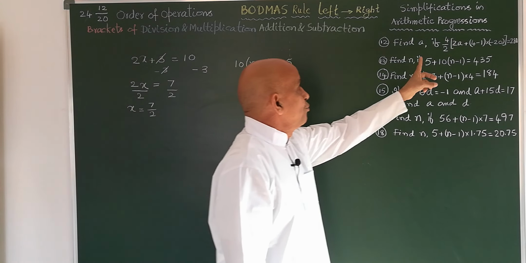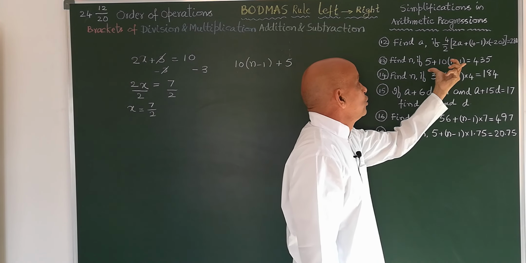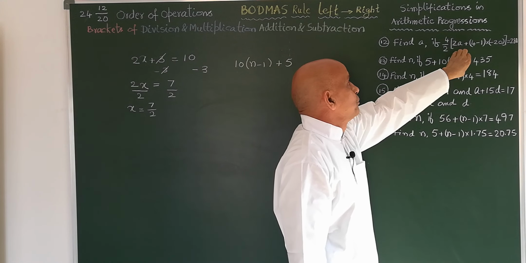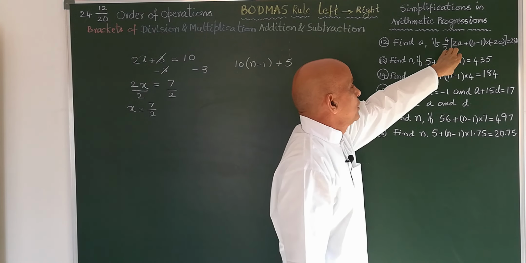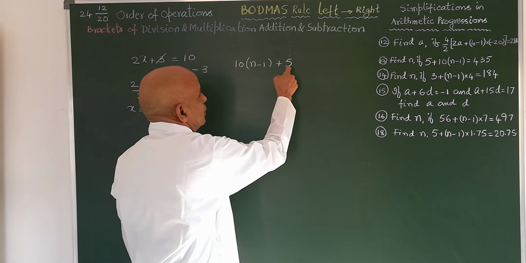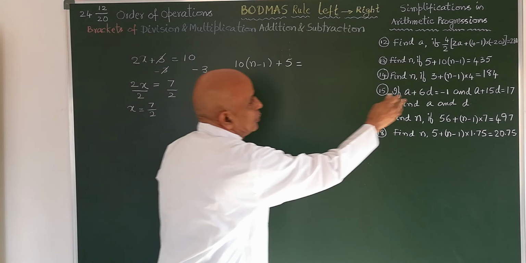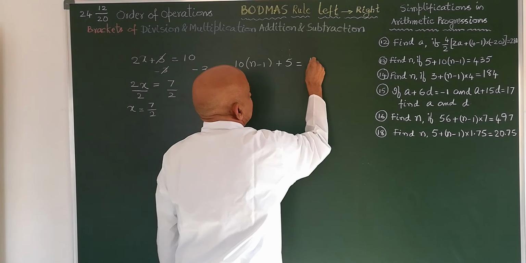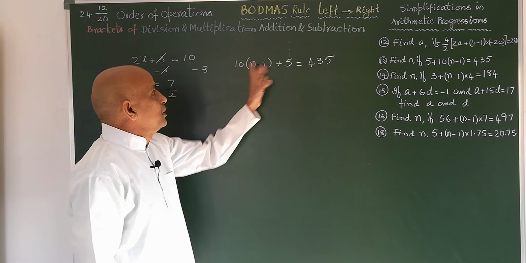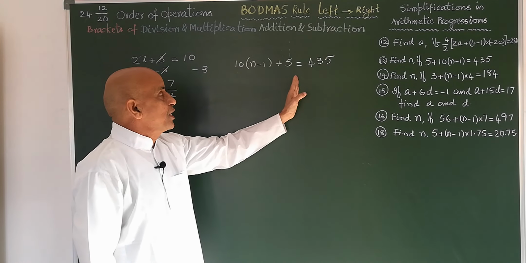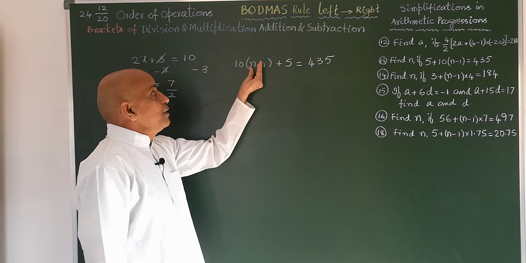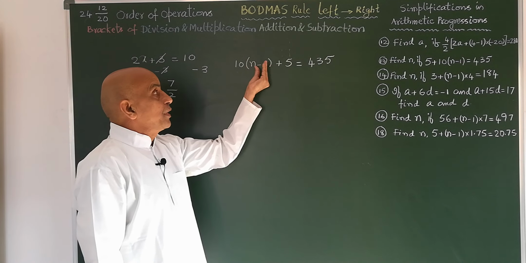Now, here 5 plus 10 into n minus 1, the 2 terms. 5 is one term, 10 into n minus 1 is another term. So, instead of 5 plus this, I have written 10 into n minus 1 plus 5. 10 into n minus 1 plus 5 is equal to 435. Now, here we have these two operations. In this expression, in this equation, addition is there, multiplication also is there. Our aim is to separate n, separate the unknown.